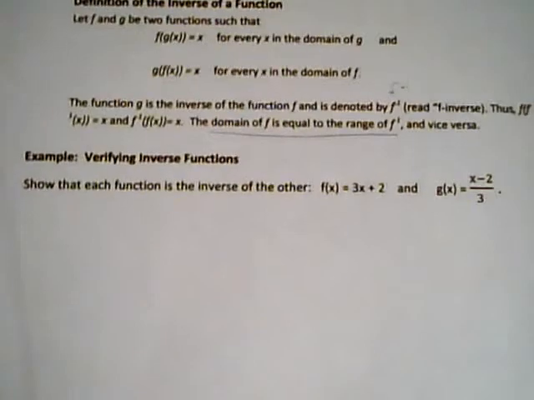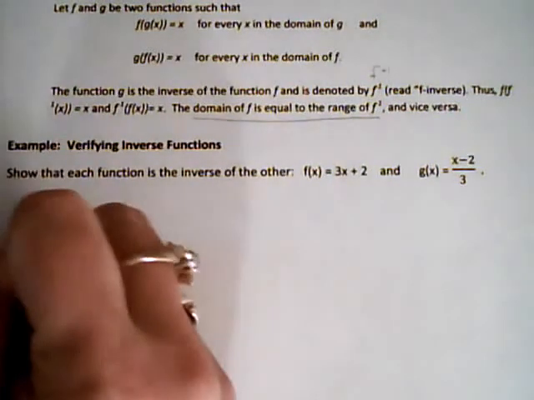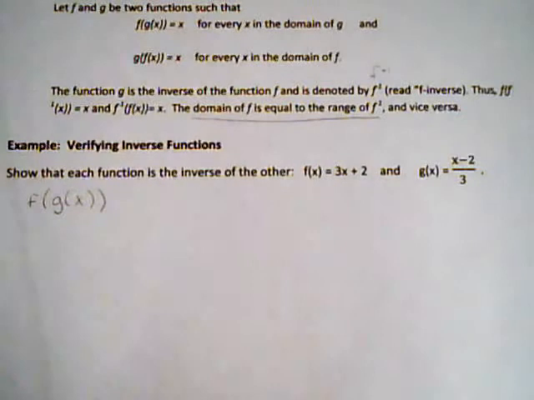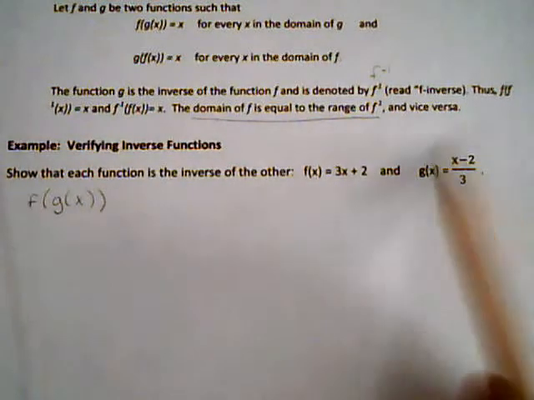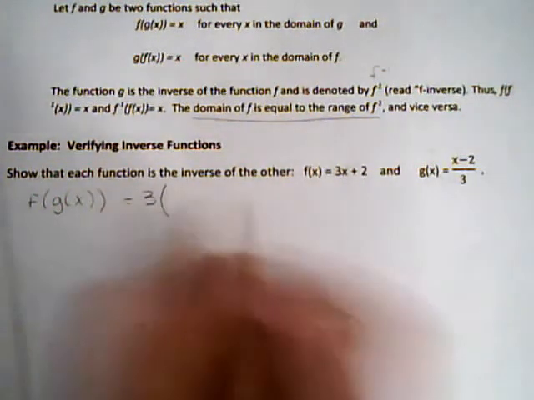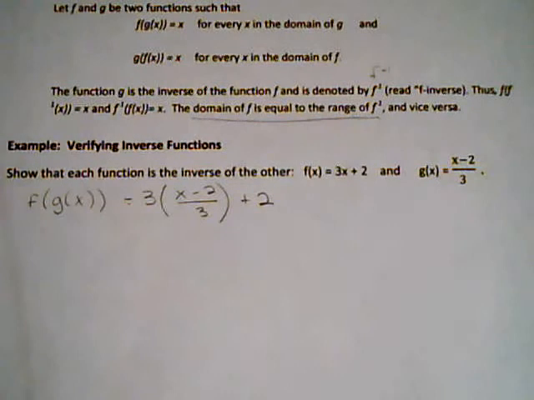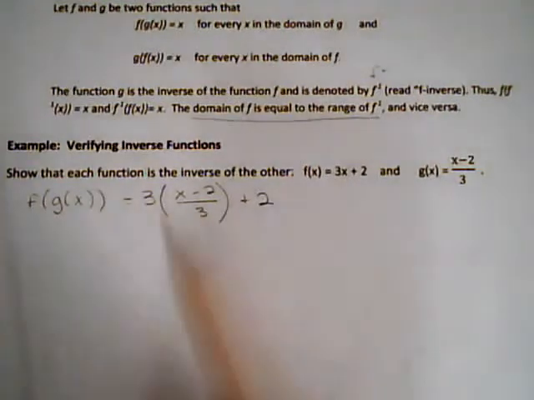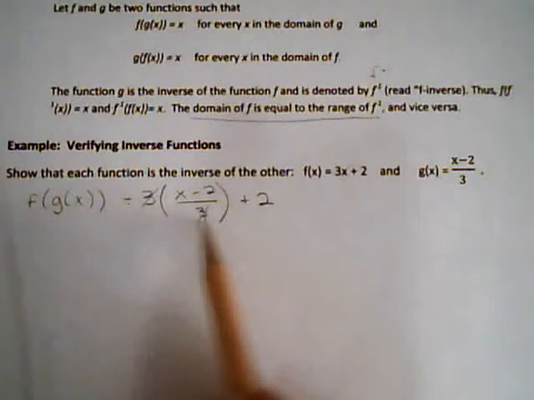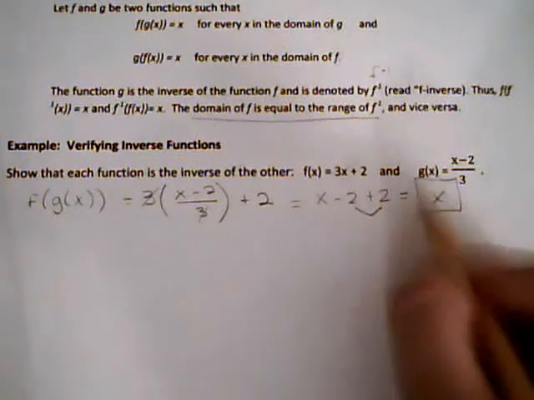Okay, first example is just going to be to verify that two functions are inverses of each other. So that means first I want to take f and evaluate it at g. So I'm going to take g, plug it into f. So f is 3x plus 2. In the place of x, I'm going to put x minus 2 over 3. And then I want to reduce this. Okay, so if I'm multiplying 3 times x minus 2 over 3, I can divide out my 3's. That would leave me with x minus 2 plus 2, which would just be x.